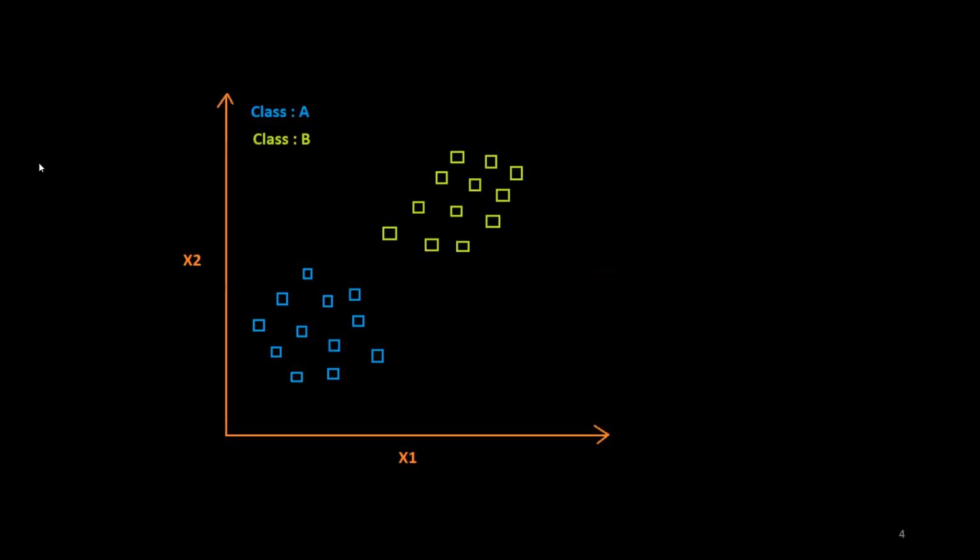So in this lecture, we will learn about the intuition behind KNN, or basically we will learn how KNN works. Suppose we have two classes of data. This is the data which has been divided into two classes. This is our class A, which is represented by a blue color, and we have a green color for class B.